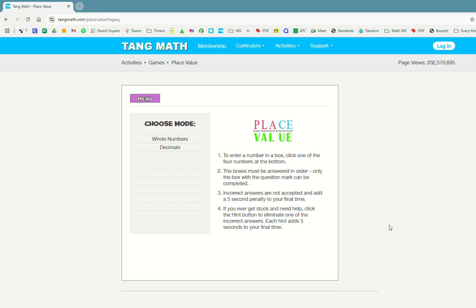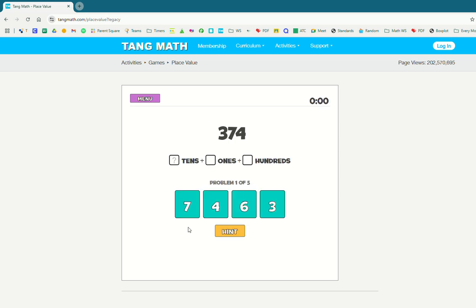Now we're going to learn how to play place value on Tang Math. There's whole numbers and there's decimals. I'll show you how to play both. You can choose 2 place or 3 place. Let's choose 3 place, level 2.